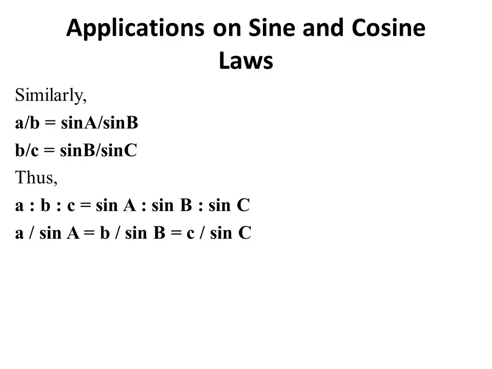Similarly, we have a by b is equal to sin A by sin B, and b by c is equal to sin B by sin C. Therefore, a is to b is to c is equal to sin A is to sin B is to sin C, and a by sin A is equal to b by sin B is equal to c by sin C.